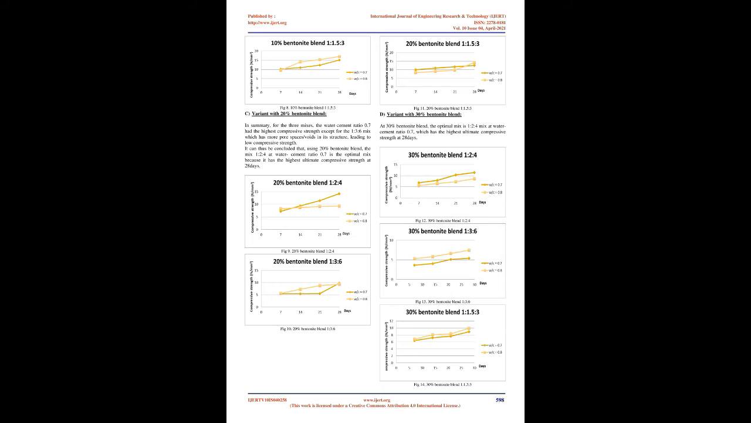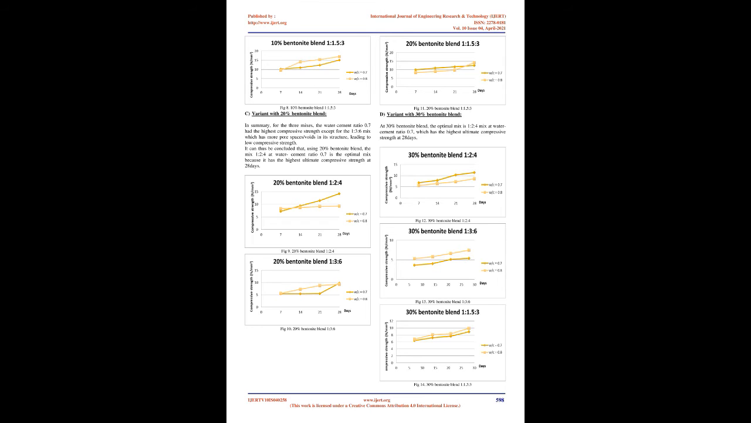In summary, for the three mixes, the water cement ratio 0.7 had the highest compressive strength except for the 1:3:6 mix, which has more pore spaces/voids in its structure, leading to low compressive strength. It can thus be concluded that, using 20% bentonite blend, the mix 1:2:4 at water cement ratio 0.7 is the optimal mix because it has the highest ultimate compressive strength at 28 days.